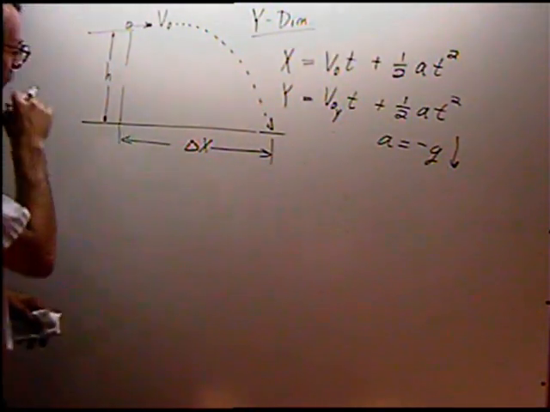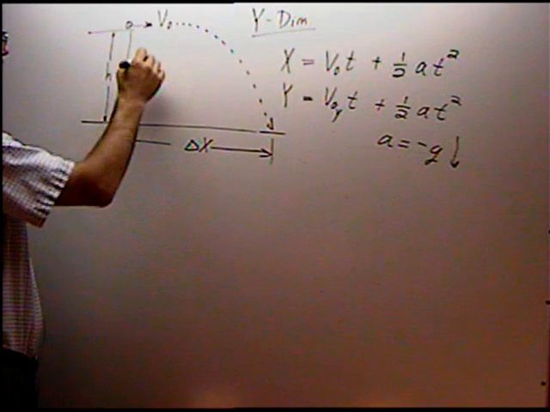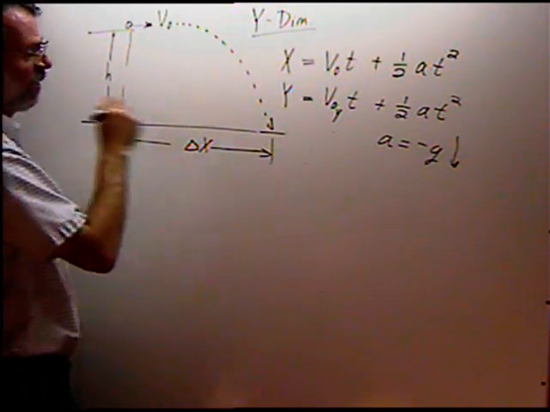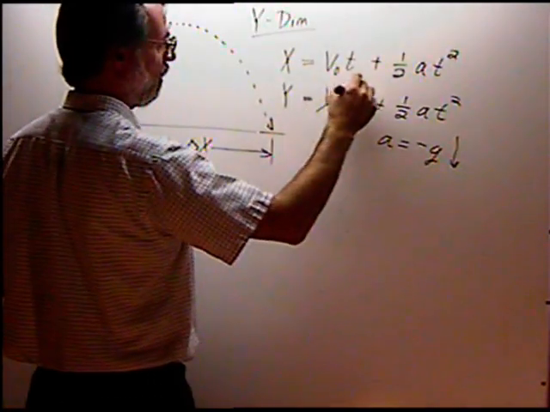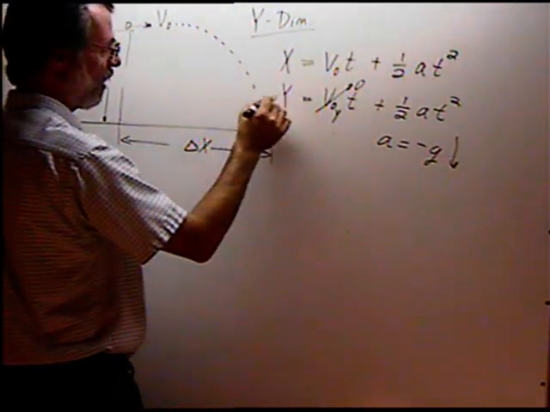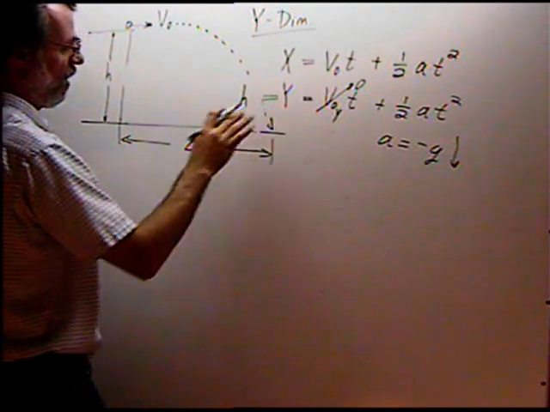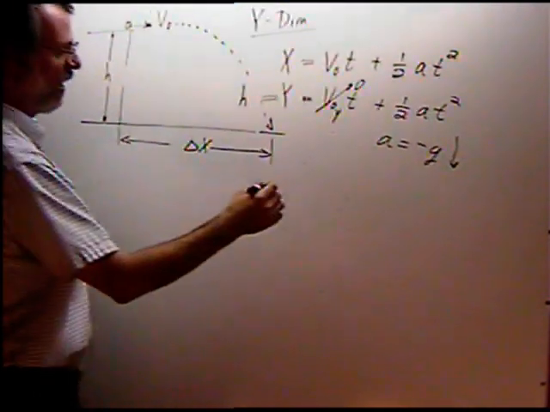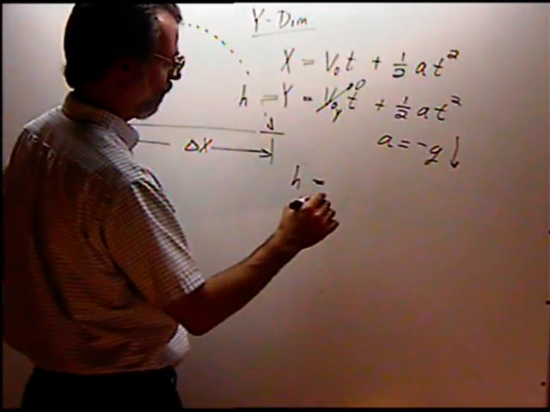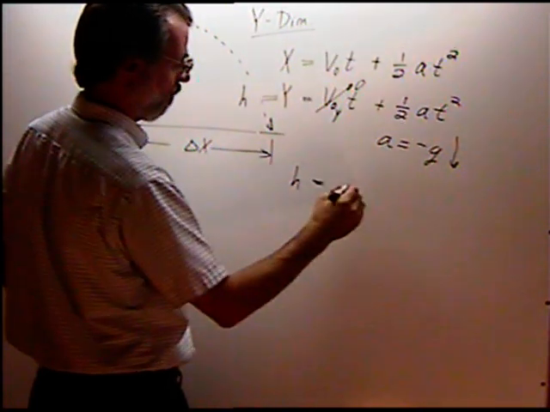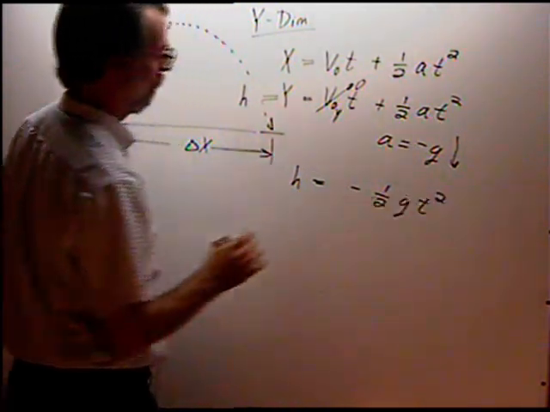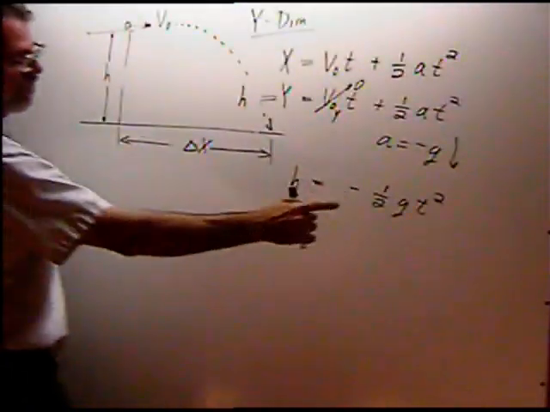Okay? If we solve for the total time it takes to get from here down to the bottom, we know that the initial velocity here is 0. So this entire first term drops out. And so this becomes h. So we have h now, which is this vertical distance, equals, there's a minus 1/2 gt squared. Okay? Now, notice there is a minus sign here.